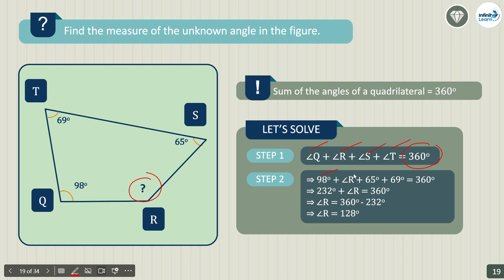By putting all the values, angle R is unknown. So 98 plus angle R plus 65 plus 69 equals 360. The value of angle R is 128.